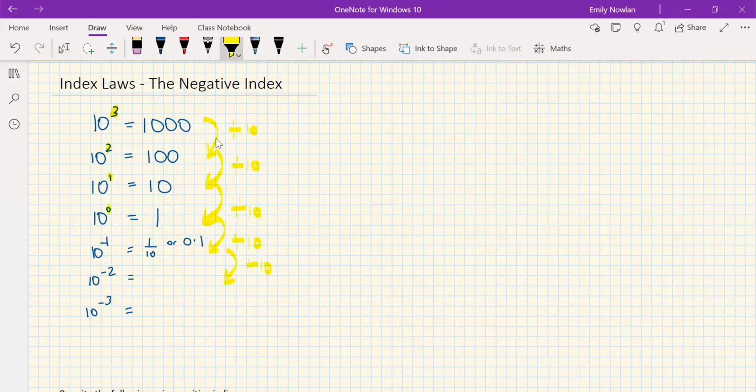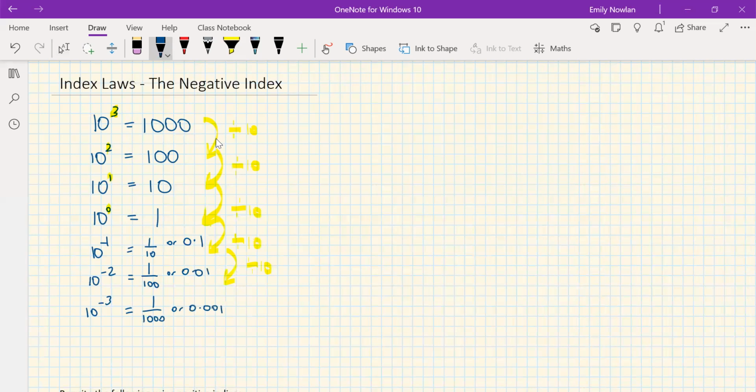Now keep following the pattern, divide by 10 to go down to the next step. Divide by 10. And what do we get? A tenth divided by 10 is actually a hundredth, or you might put 0.01. And following the same pattern, a hundredth divided by 10 is a thousandth, or 0.001.